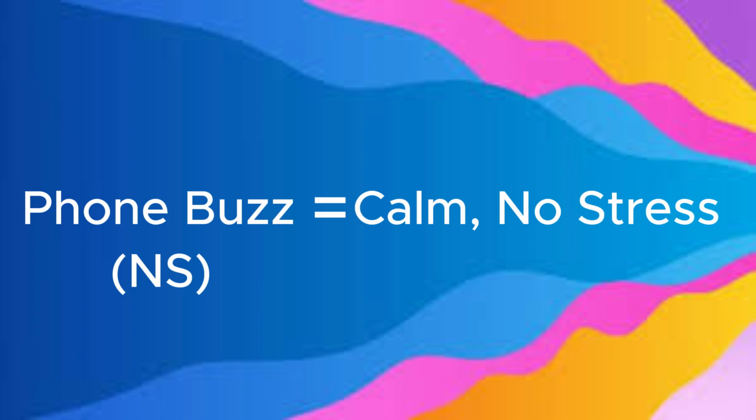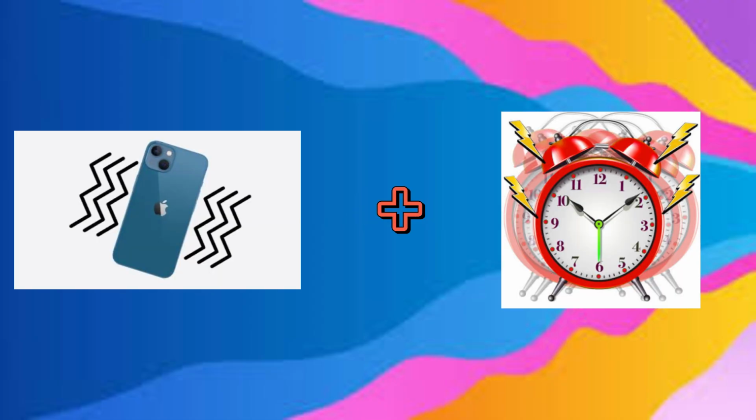Let's try and associate the phone buzz, NS, with the alarm, UCS, now. To do this, we're going to play the alarm sound unexpectedly right after the phone buzzes. So now we see the flinch reaction to the alarm right after picking up the phone. Let's do this a couple more times.